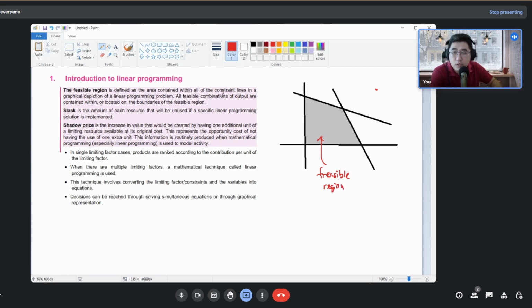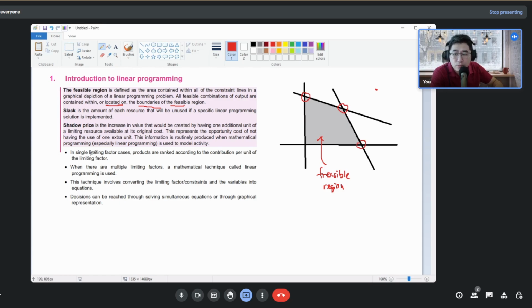Over here it says that the answers are located on the boundaries of the feasible region. Usually the answers of your optimization according to your syllabus will be at the intersection point. So we need to know how to actually find this intersection point. Slack is the amount of each resource that will be unused if the specific linear programming solution is implemented. Shadow price is the increase in value that would be created by having one additional unit. So when you increase one unit, what's going to happen to the cost and so on.